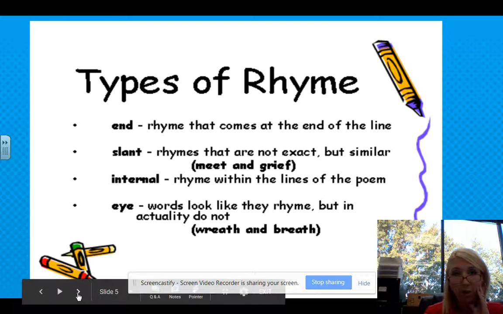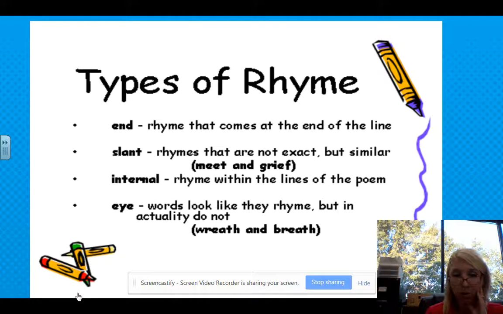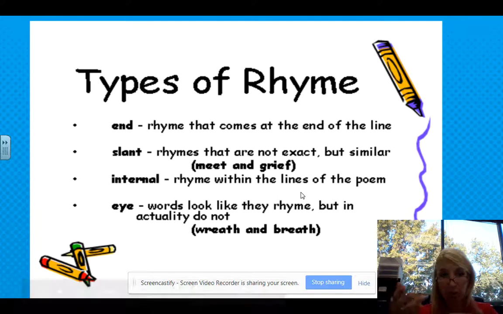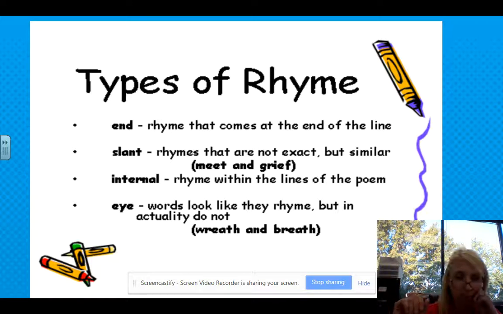But then you have slant rhyme. Slant rhyme is rhymes that are not exact but similar. So an example of that would be meet and grief. They aren't the same, right? The T sound and the F sound are clearly different, but that E sound is the same. And if you were creating a rhyme scheme or a rhyme pattern, you can use slant rhyme and it's totally acceptable, right? It's got enough of it in there that it keeps that rhythm.